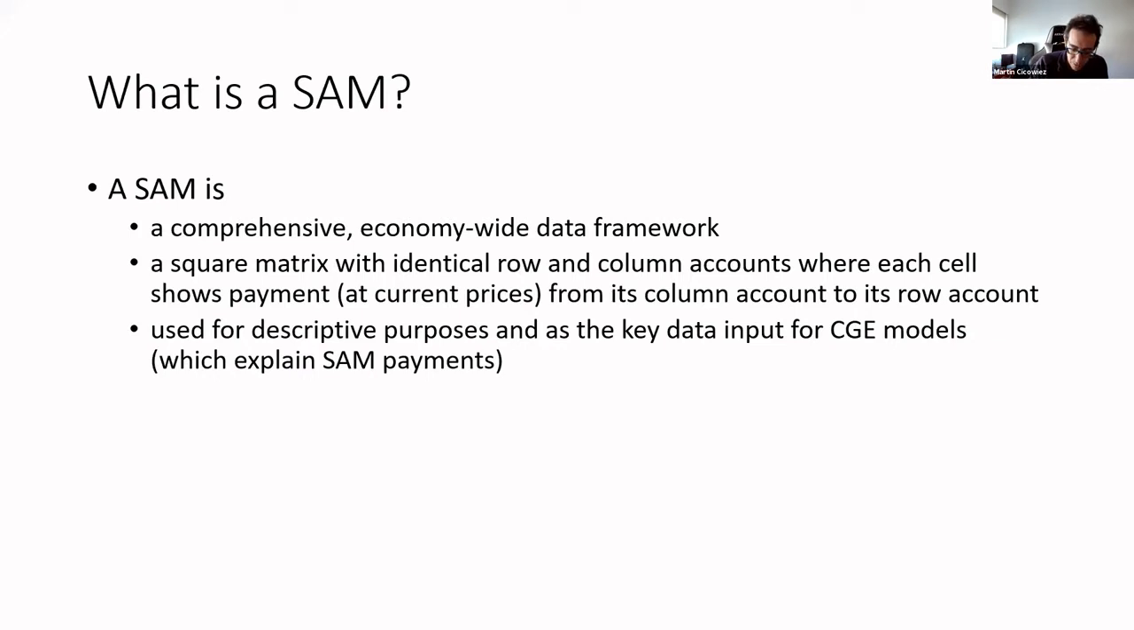Okay, and we can use the SAM to describe the economy because it will show the relationship between all the different components of the economy, and it's very useful for that. But we can also use the social accounting matrix as an input for CGE models, or we can use it as an input for fixed price multiplier models also, which is a different type of model that can be calibrated with the social accounting matrix.